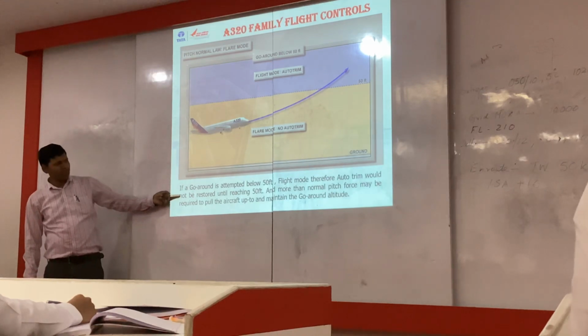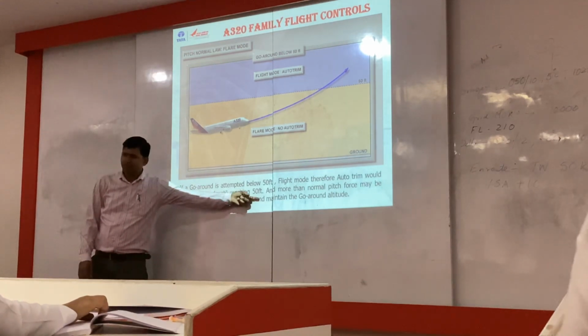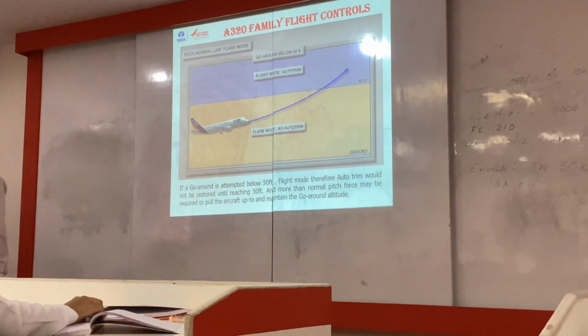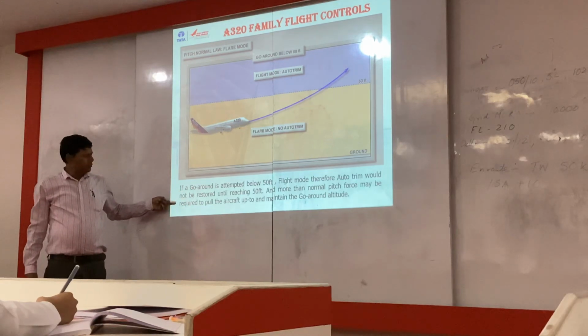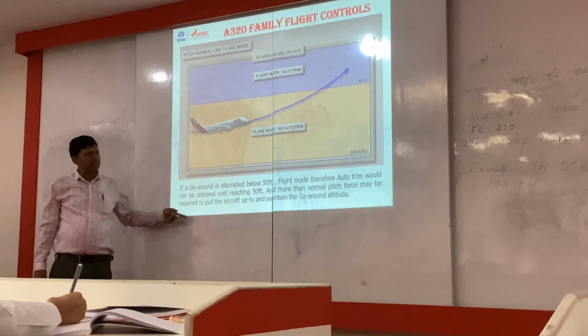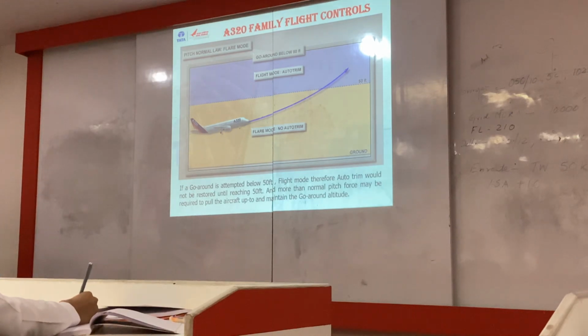So in flight mode, auto trim could not be restored until reaching 50 feet, because the moment you reach 50 feet, it freezes, there is no automatic trim. And more than normal pitch force may be required to pull up the aircraft and maintain the go around attitude. So basically at that period of time, to reach the go around attitude below 50 feet, you have to pull up and you have to maintain that. Because if you leave it, it will not restore, because the automatic trim is not there. The moment you leave it, it will try to come back. So you have to pull up, and if some directional control left or right is needed, you have to maintain that also.